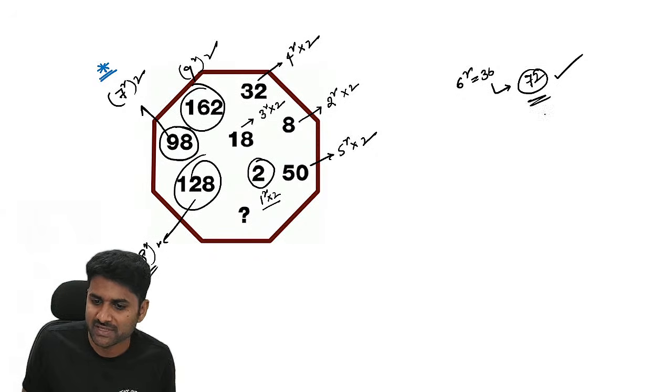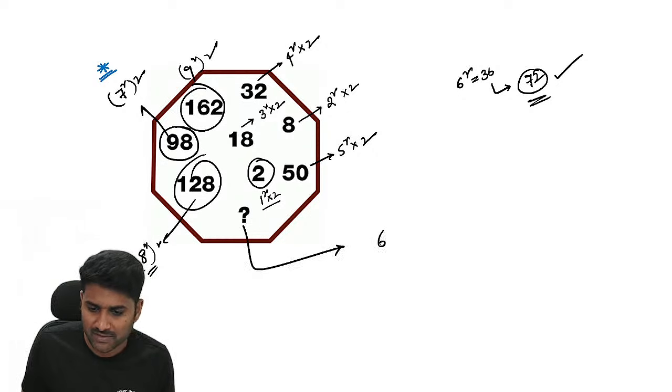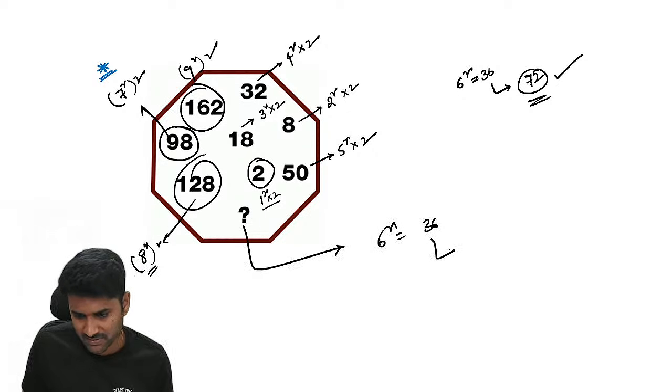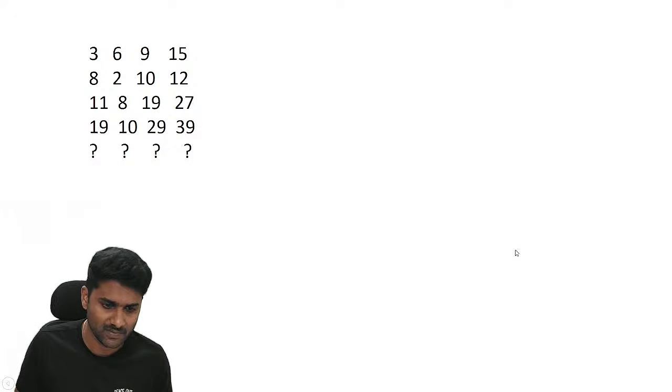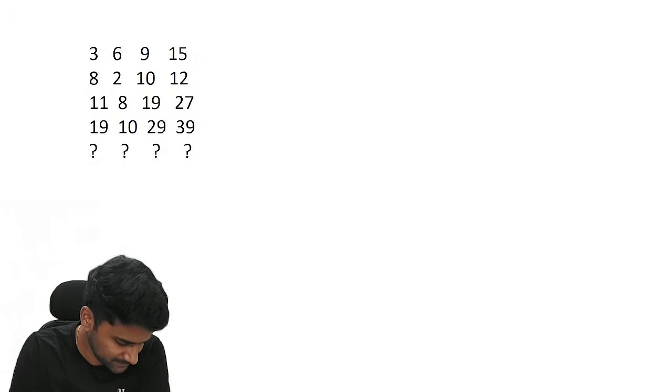So here the missing number is 72. So 6 square is equal to 36. Resultant, just double the 36. Then the answer is 72. Next. Try this question.